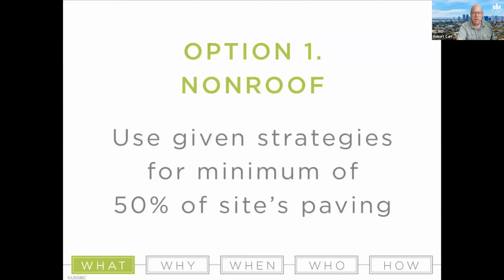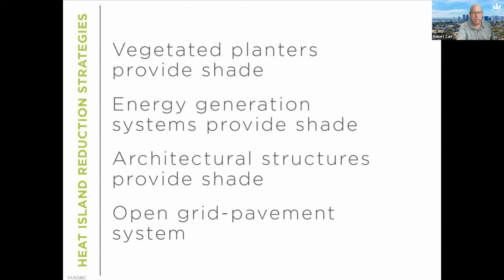Again, here are the options. For non-roof, you want to identify strategies for at least 50% of your site's paving. Again, you want to have vegetated planters provide shade. Do you have energy generation that provides shade? Solar canopies are a really good way to minimize heat gain, because not only are they providing power, but they also provide shade. Architectural structures that provide shade, open grid pavement systems, and also the reflectivity of the hardscape itself.